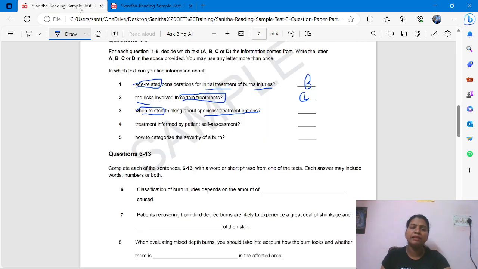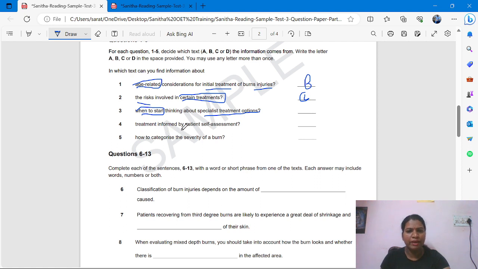Sometimes you think OET reading Part A is very, very easy, but it is not easy. Here you have to get 20 out of 20. That is very, very important. Then only you can score a B grade. So be careful. Take it seriously. OET Part A is very, very important.